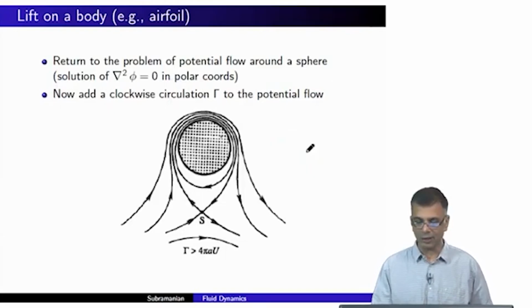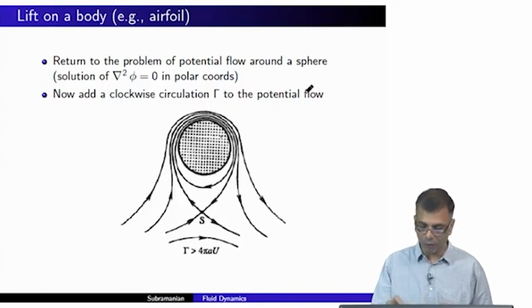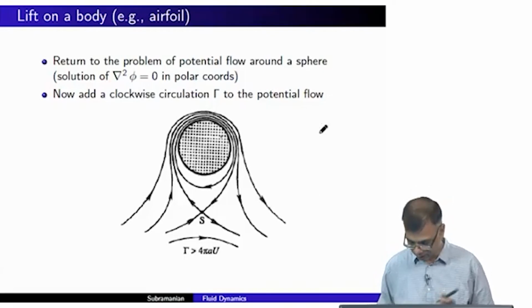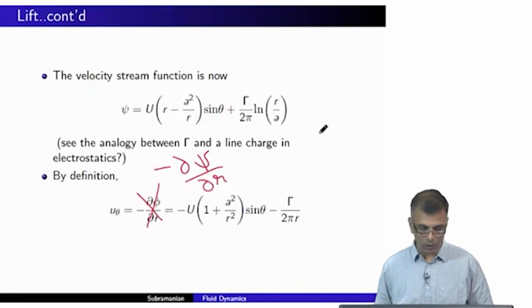It precludes a drag. Because the flow is symmetric in this direction, there is no way there can be a force either in this direction or in this direction. So there has to be a lift, either an upward lift or a downward lift. That's what it is.